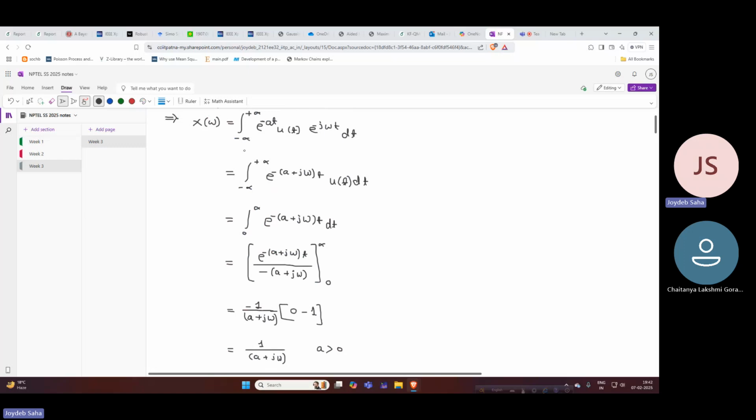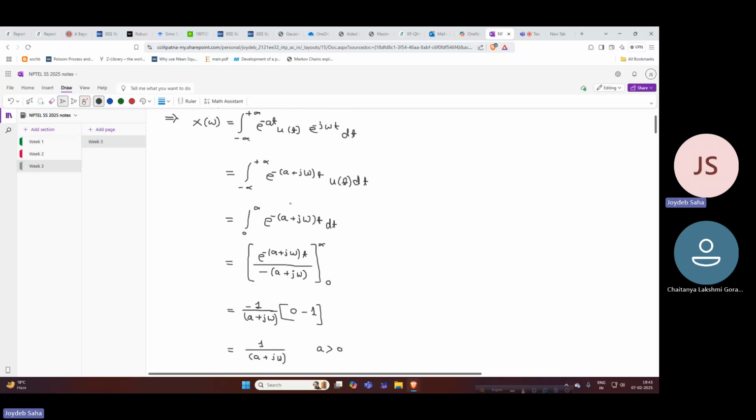X(omega) is the integral from minus infinity to plus infinity of e to the power minus at u(t) into e to the power minus j omega t dt. Fine. And it will be the integral from minus infinity to infinity of e to the power minus (a plus j omega) t u(t) dt, because u(t) is the unit step function. So its value is 1 for t greater than 0 and 0 for t less than 0. So it will be the integral from 0 to infinity of e to the power minus (a plus j omega) t dt.